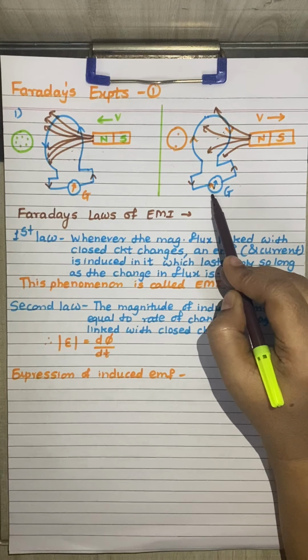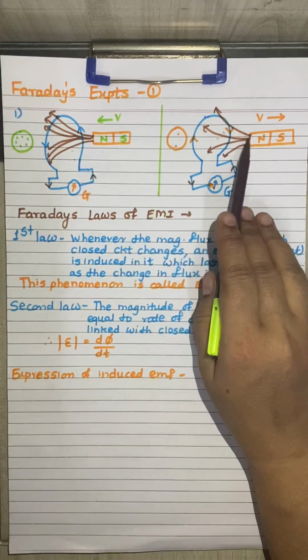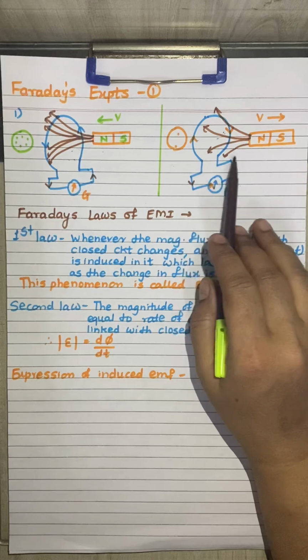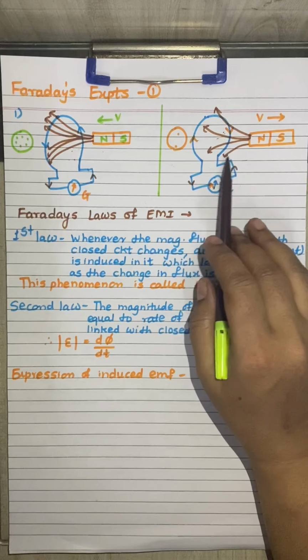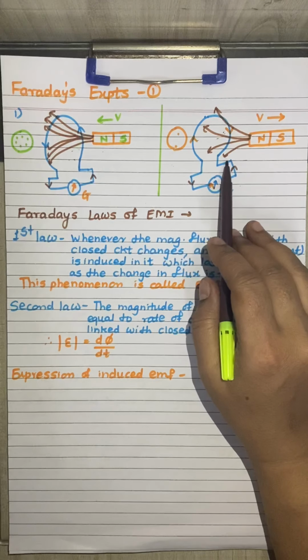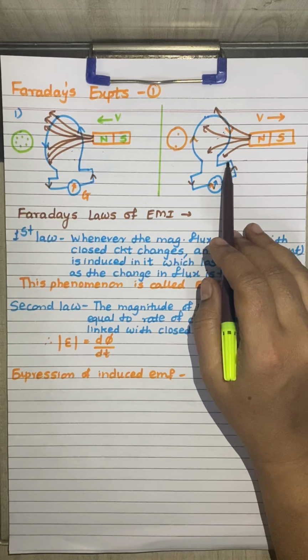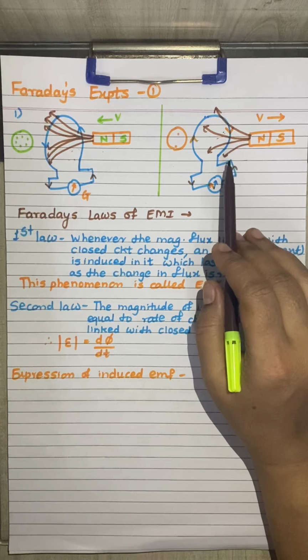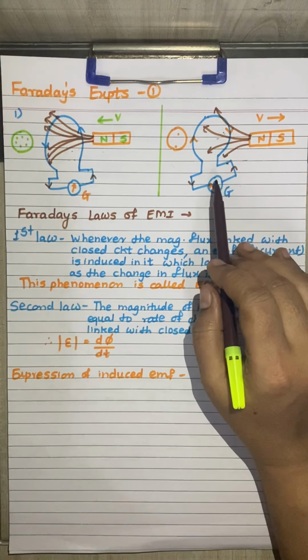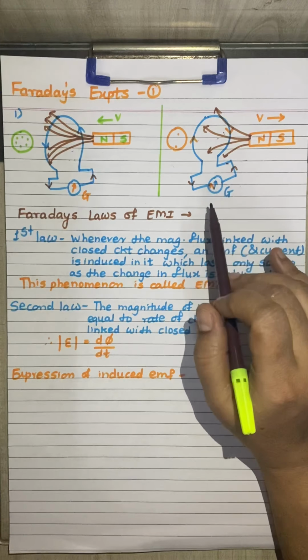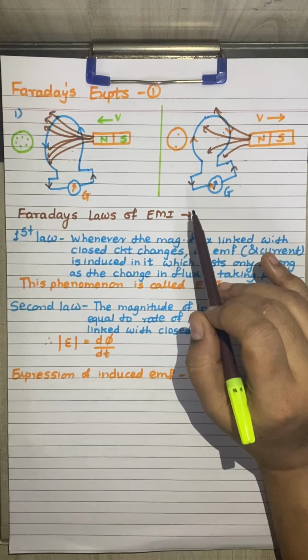As soon as the relative motion between the magnet and the coil ceases, the magnetic flux linked with the coil stops changing, and so the induced current through the coil becomes zero. In that case the galvanometer deflection remains at zero.